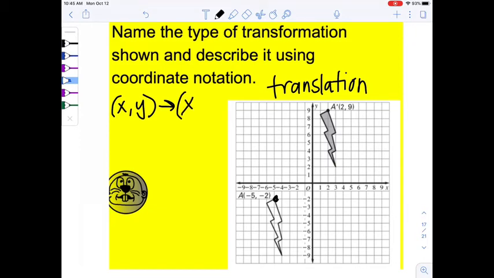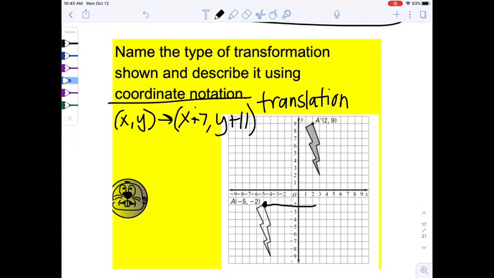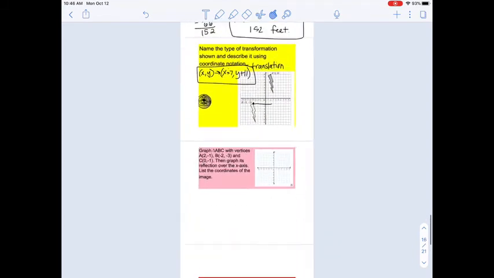So we know that that gray shape is our image. So we start with point A on our original. And this is going to be x, and then we have to go to the right. 1, 2, 3, 4, 5, 6, 7, 8. Nope, 7. 1, 2, 3, 4, 5, 6, 7. So x plus 7 since we went to the right. And then y, we go up 1, 2, 3, 4, 5, 6, 7, 8, 9, 10, 11. Y plus 11, since we're going up 11. And there's our coordinate notation. Remember, if you go left or down, that's when you use minus.